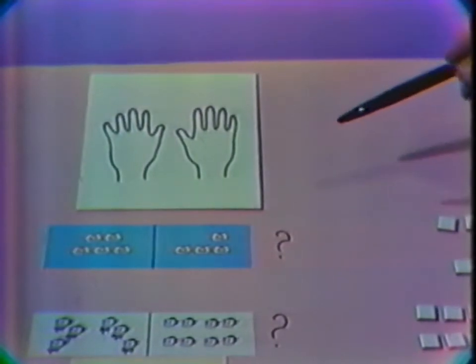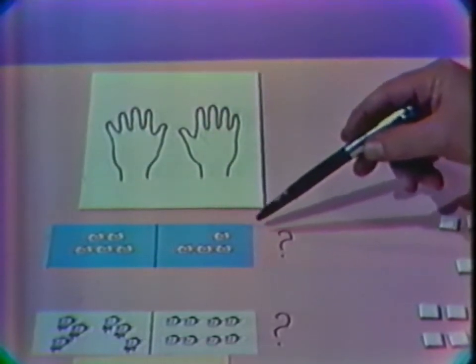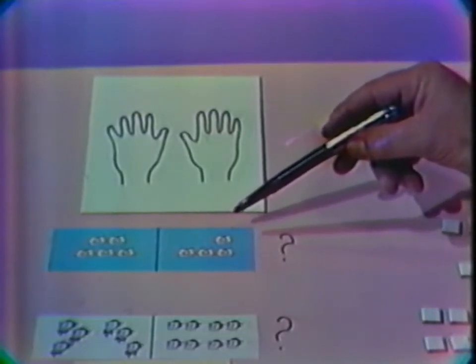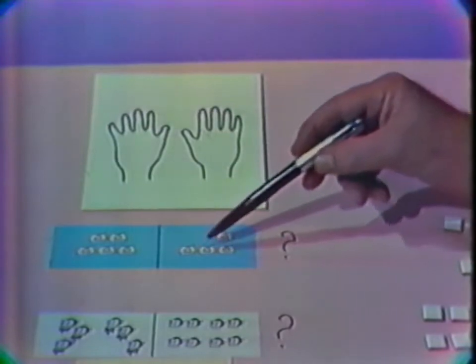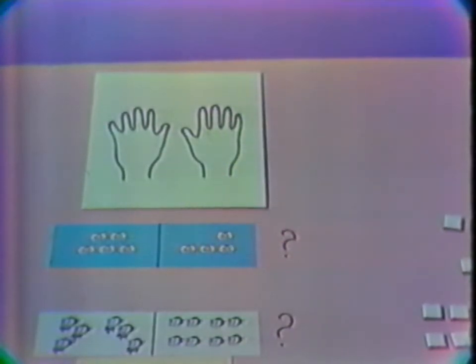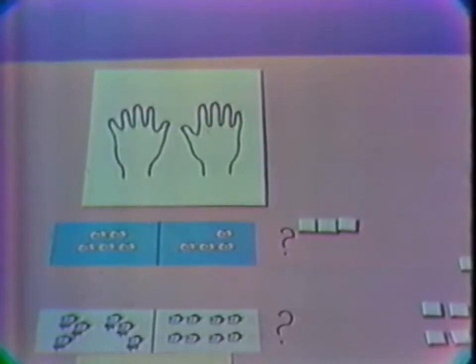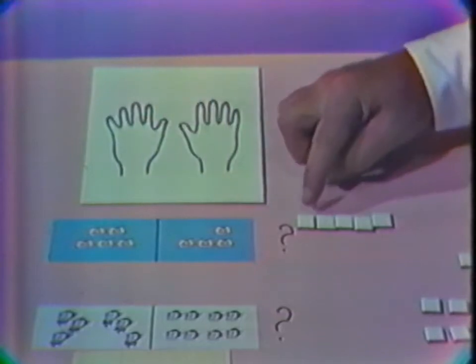We have boxes here with pictures of pussycats in each box. When I ask which box has more pussycats in it, you put out 1 block or sugar cube or penny for each cat you see in the first box, like this. 1 for this cat, 1 for this cat, 1 for this one, 1 for this one, 1 for this cat. Now make a train of the blocks or cubes you put out.